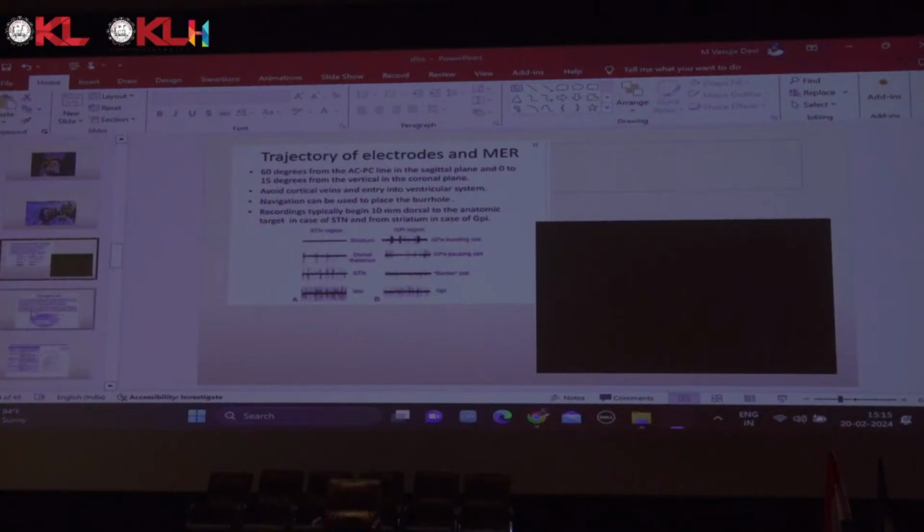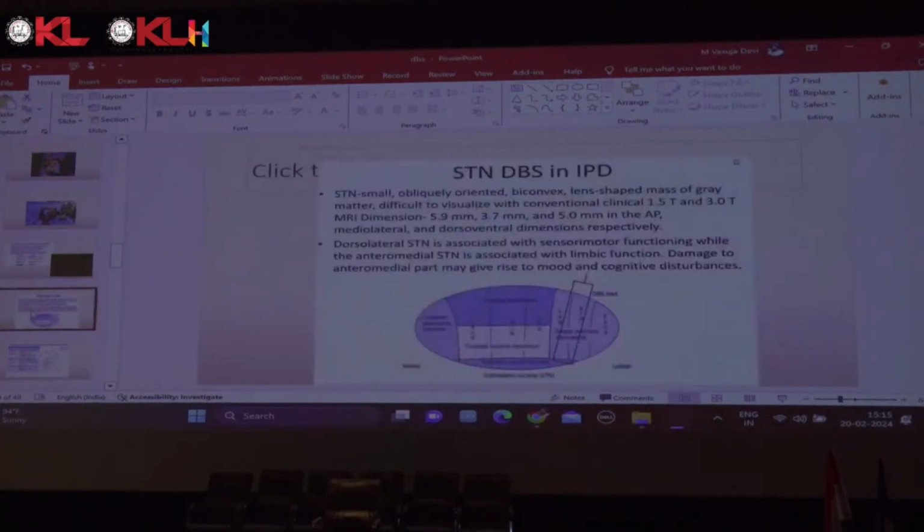Another important point is when we target the subthalamic nucleus, it is a very small nucleus, around 5 mm by 3.75 mm. We have to target the dorsolateral area because the sensorimotor area is located in the dorsolateral area. If you target the anteromedial area, it causes cognitive disturbances, but if you target the sensorimotor area, the success rate is higher compared to other areas. That's why we need both recording and stimulation.